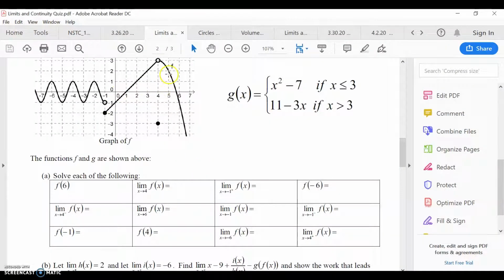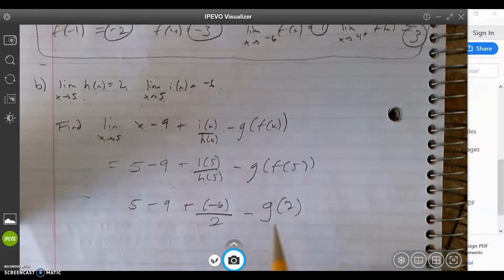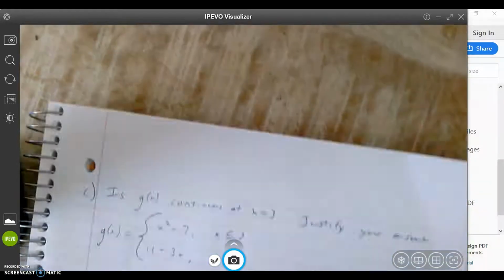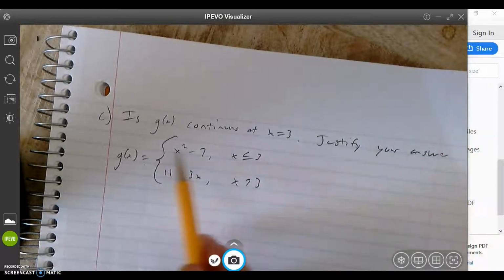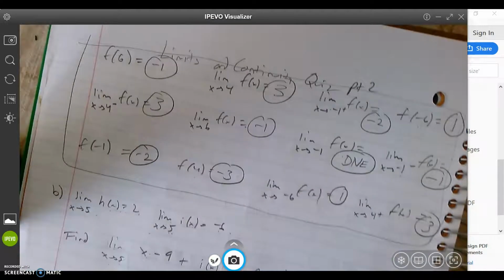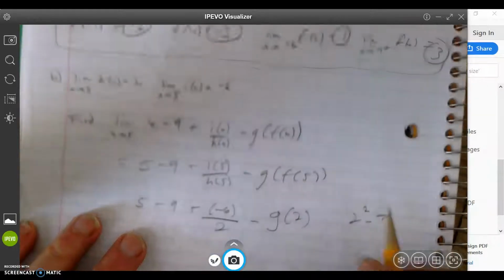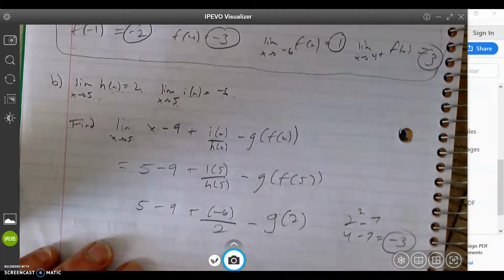F of 5 right here is 2. So f of 5 is 2, so it's g of 2. So now I get g of 2. So where is g of 2? Well, g looks like this, and 2 is less than 3, so I put it in this top part. So that's going to be 2 squared minus 7. 2 squared minus 7 is 4 minus 7, which is -3.